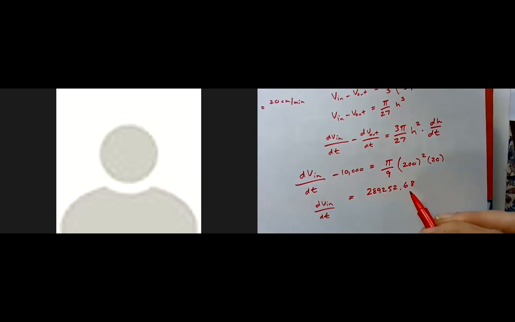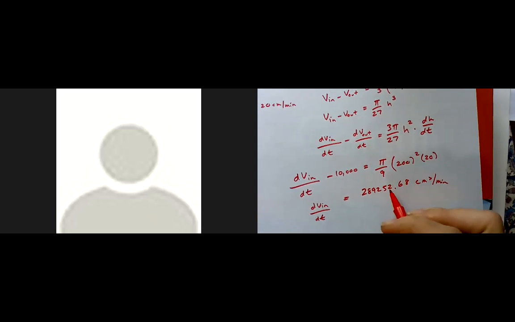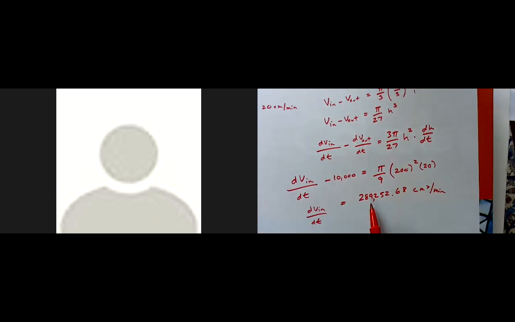And I don't want to forget the units. So that again is centimeters cubed per minute. And it makes sense that this rate is larger than the other rate. So if I got this and it was negative or something, or it was less than the 10,000, I might want to go, I maybe made a mistake somewhere. Okay. All right, I hope that helped a little bit.